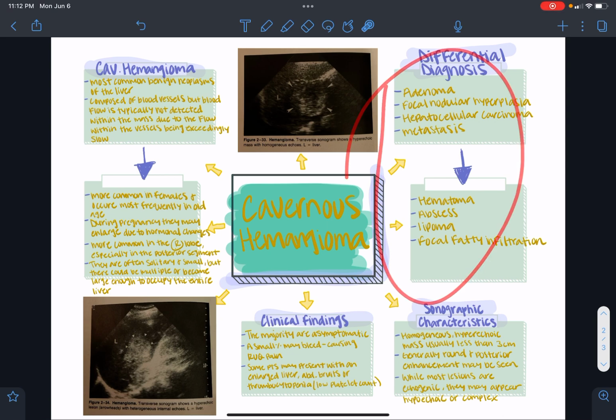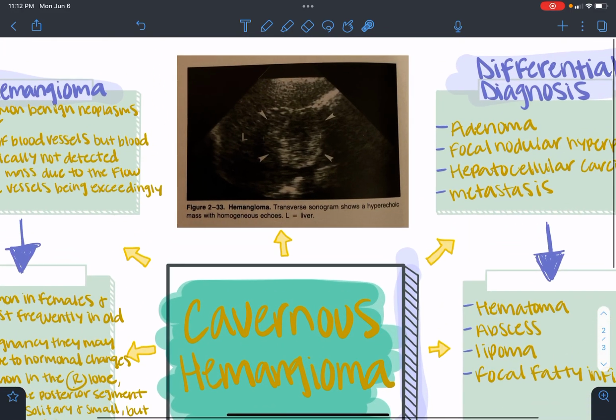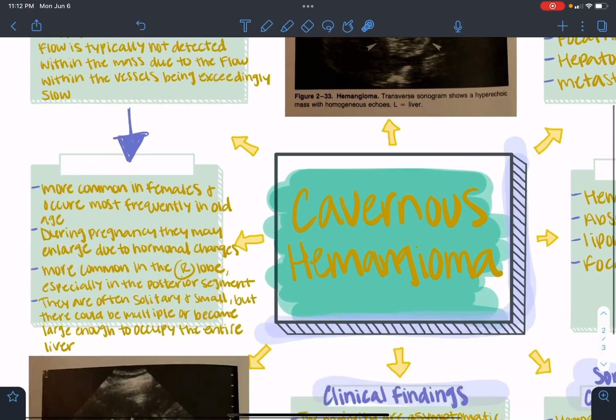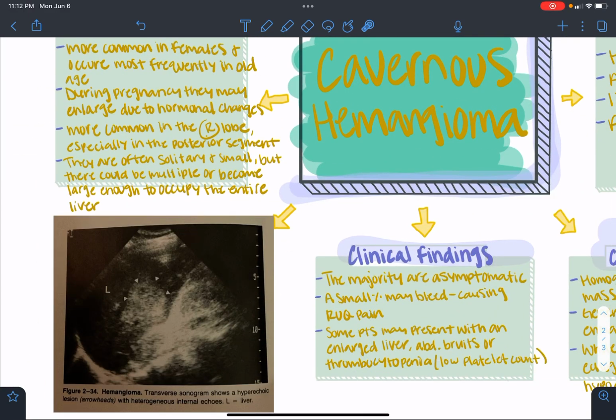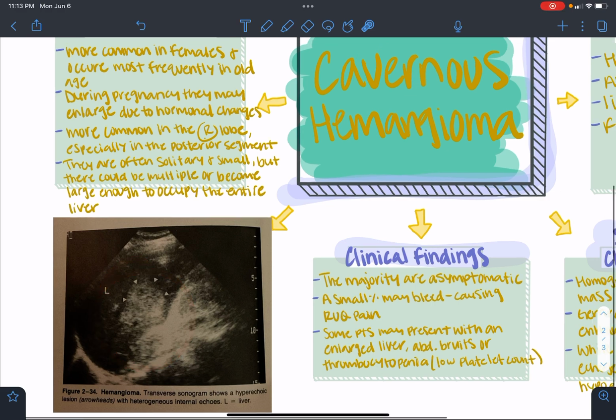And then the differential diagnosis: an adenoma, focal nodular hyperplasia, hepatocellular carcinoma, metastasis, hematoma, abscess, lipoma, or focal fatty infiltration. And then the two examples I have. This is a transverse sonogram that shows a hypoechoic mass with homogeneous echoes. And then this example is a transverse sonogram that shows a hyperechoic lesion with heterogeneous internal echoes. And that's all I have.